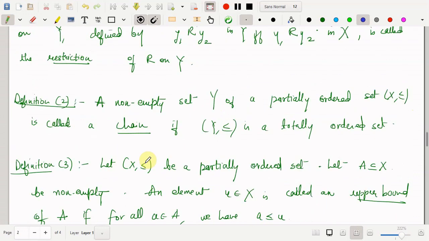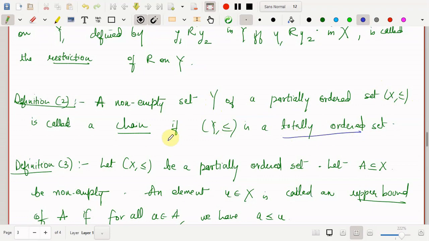Next definition is a chain. A non-empty subset Y of a partially ordered set X, with the partial order relation less than or equal to, is called a chain if that subset itself with the relation less than or equal to is a totally ordered set.